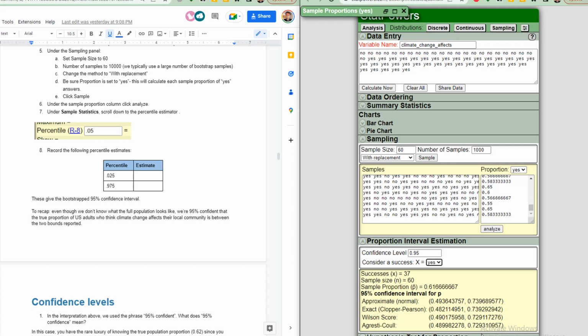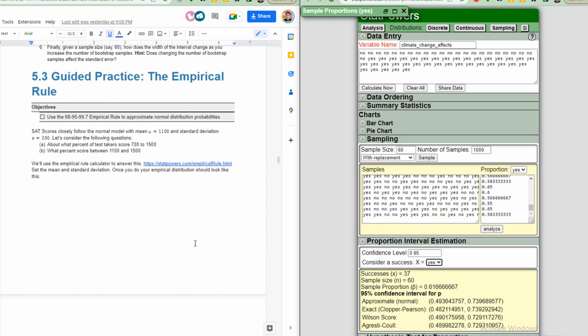They're all going to be pretty similar to each other, and you can see these match nicely with the bootstrapped method, but they're all slightly different because they use different methodologies and different assumptions, and you're going to get slightly different values. Okay, now we're going to talk a little bit about the empirical rule, just to understand a little bit more about the normal distribution.